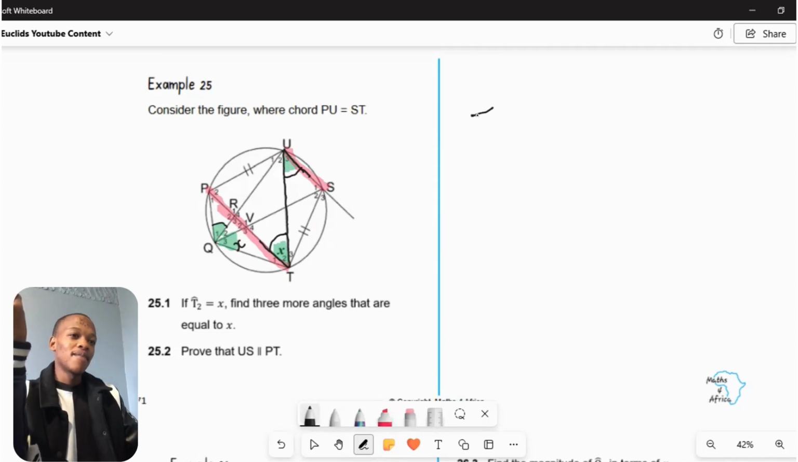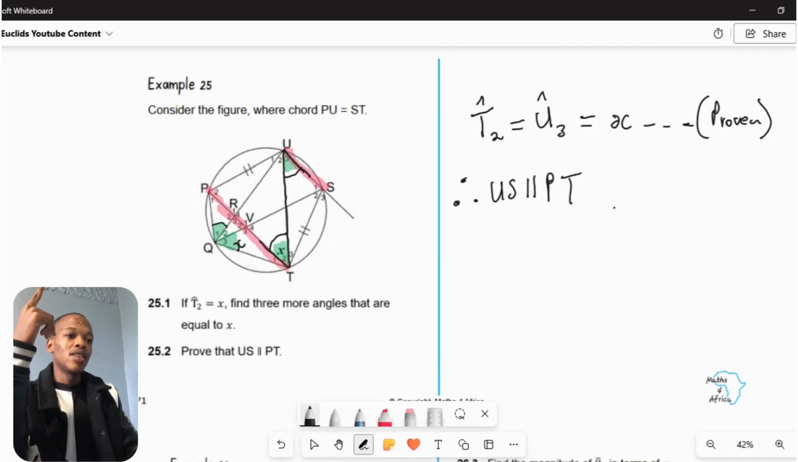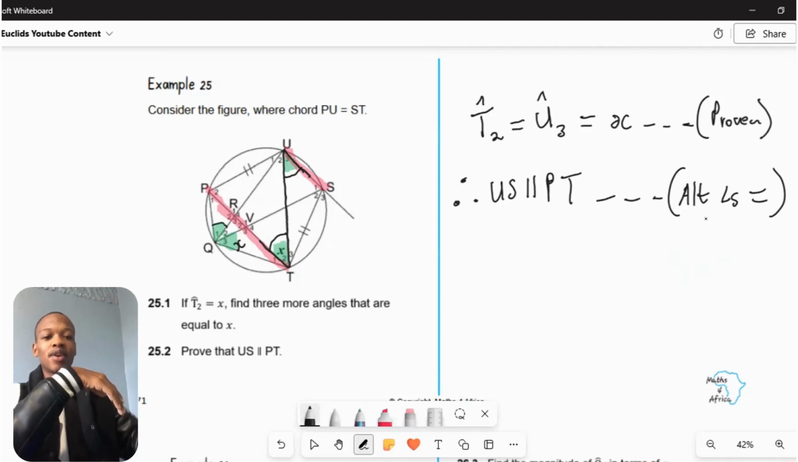So what do you say? T2 is equal to U3 and they are equal to what? X. The reasoning behind that, it's proven. We have proved so. Now we can conclude, therefore, US is parallel to PT. How come? It's alternating angles equal. Because alternating angles are equal, that means we do have parallel lines.